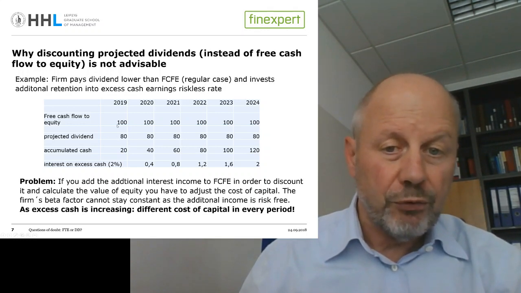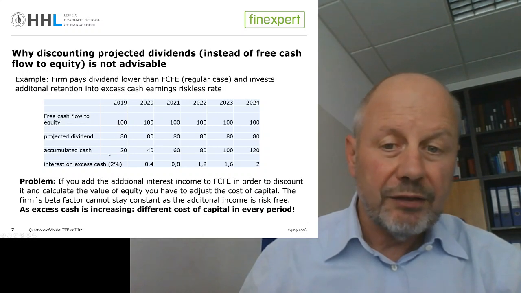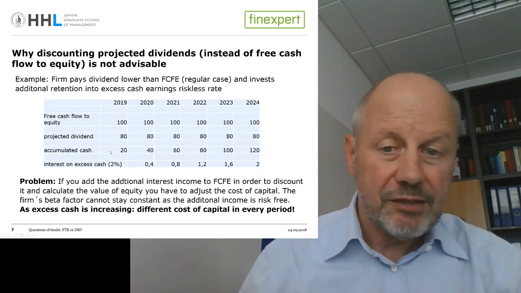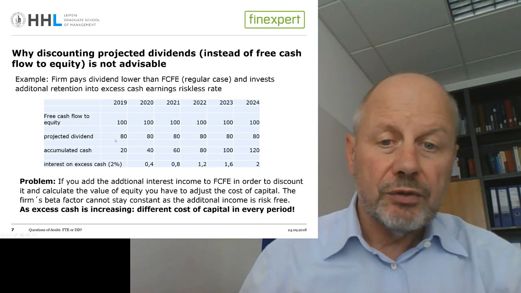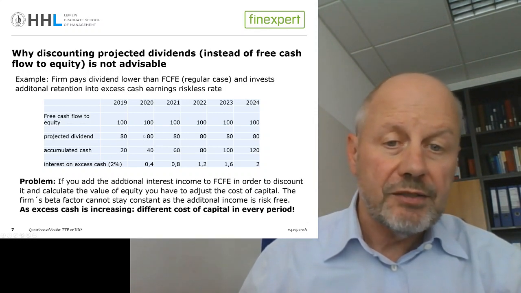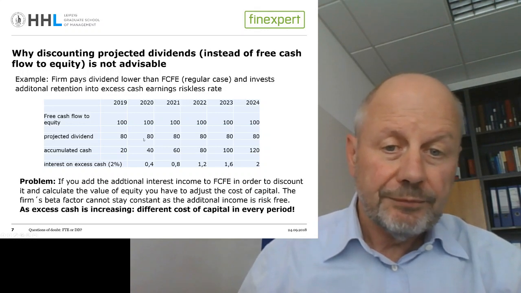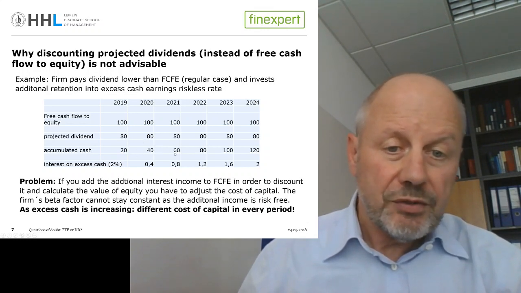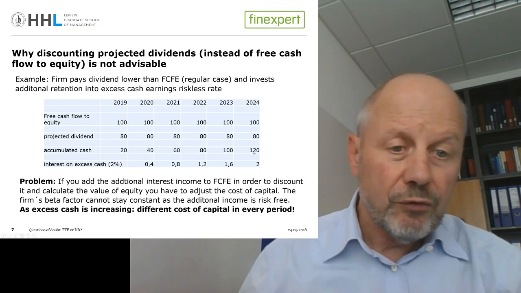And that means that the firm is setting aside a part of this free cash flow to equity and invests it into riskless assets or into cash. So you see that every year the firm sets aside and retains 20 million euro, and you see that the cash balance is increasing from 20 million over the years to 120.